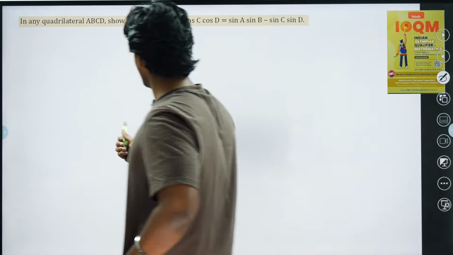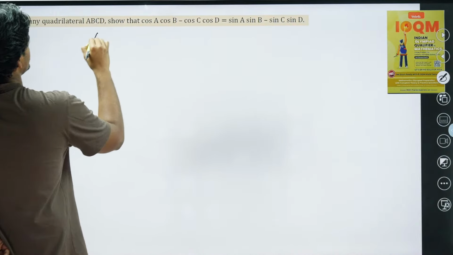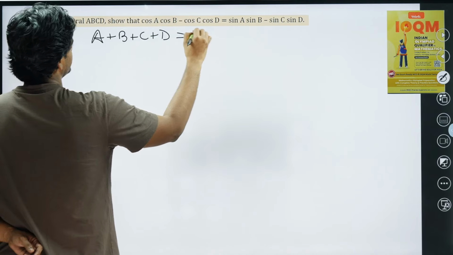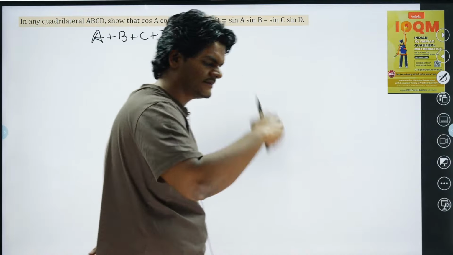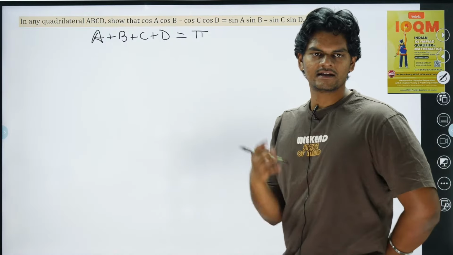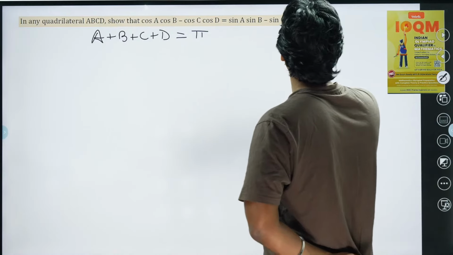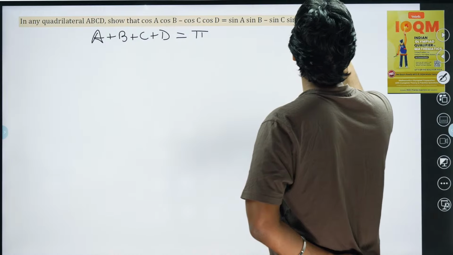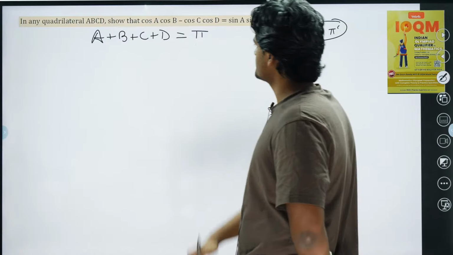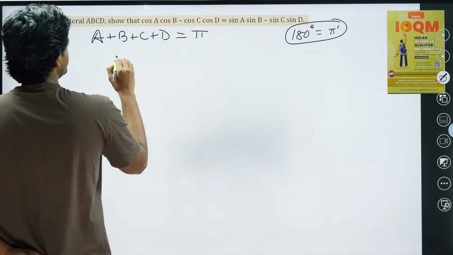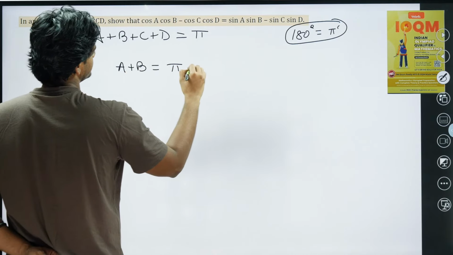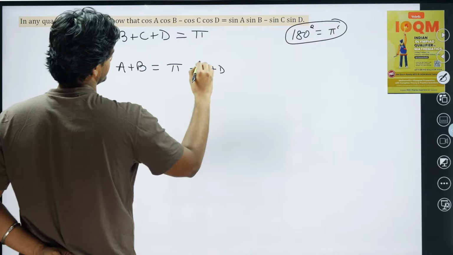So in a quadrilateral, we do have that the sum A plus B plus C plus D is pi. I've talked about it in today's video that we measure angle in radians only. So 180 degrees is equal to pi radians, right? We have to take this. So A plus B plus C plus D is pi, and that implies that A plus B is pi minus C plus D.